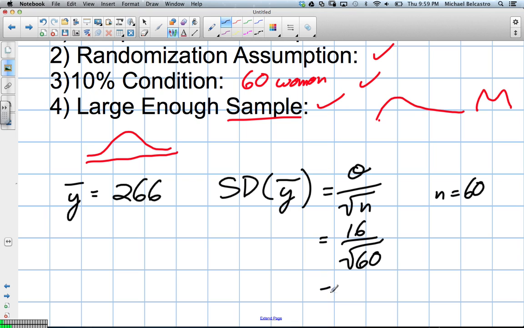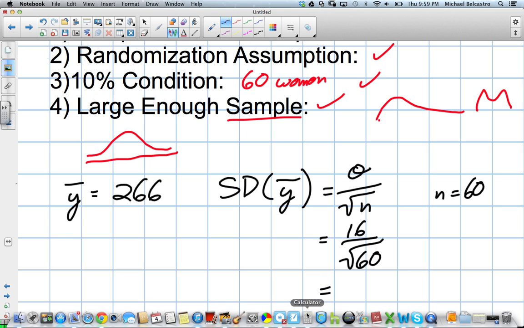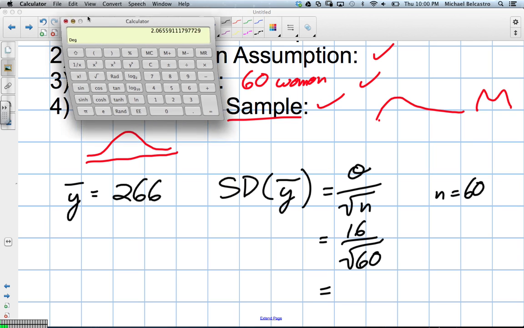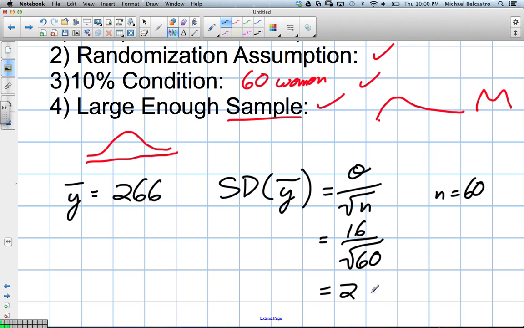So we have to calculate our new standard deviation. Our new standard deviation is the number 16, divided by the root of 60, which is equal to 2.065, so 2.07, we'll say. Well, standard deviation, remember this is referring to days. So really the standard deviation of all of the averages is about 2.07 days, a little more than 2 days for each standard deviation.